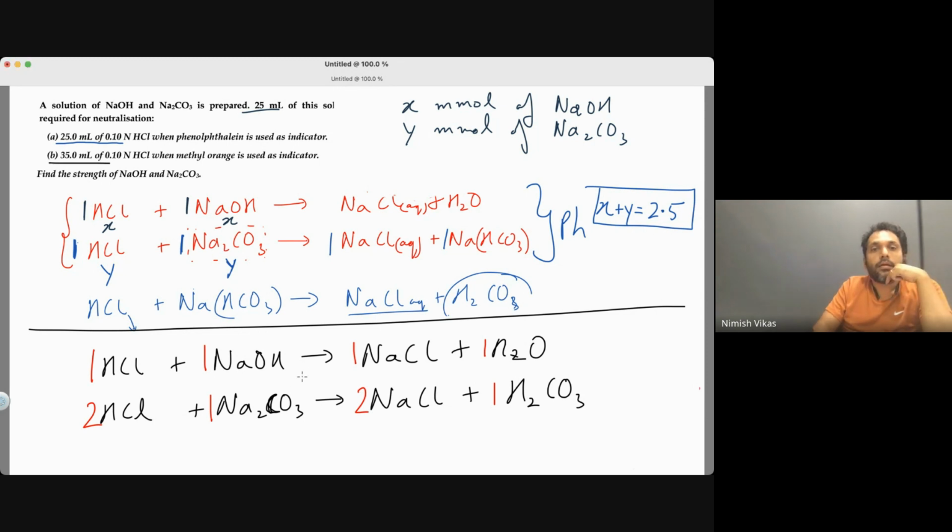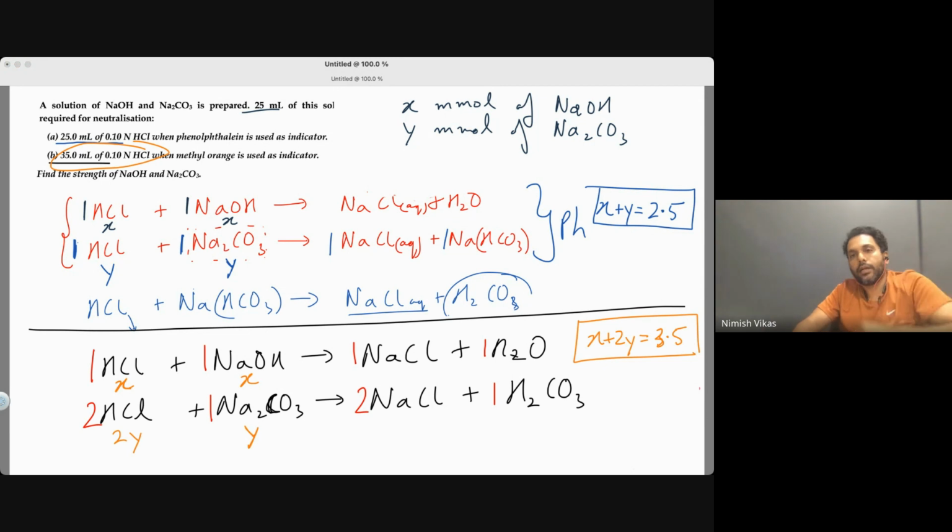We had X millimoles of NaOH. So how much HCl did it consume? X. We have Y millimoles of Na2CO3. How much HCl did it consume? 2Y. So what's the total HCl consumed? X plus 2Y. But they have said the total HCl consumed is 35 into 0.1, which is 3.5. So we got our second equation. Solving the two, we get our answer.